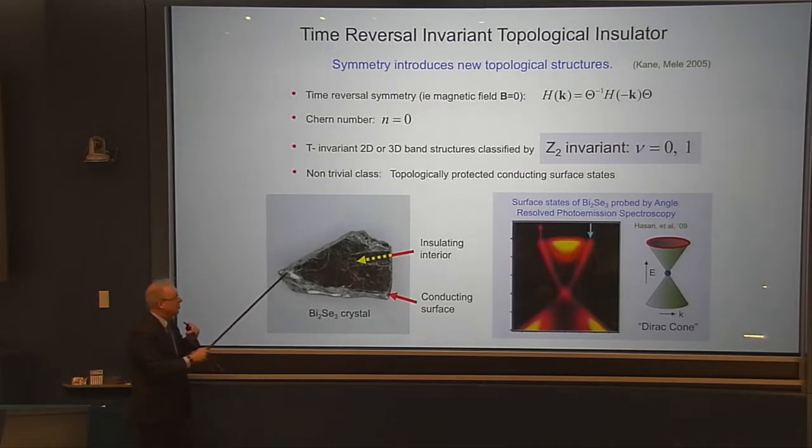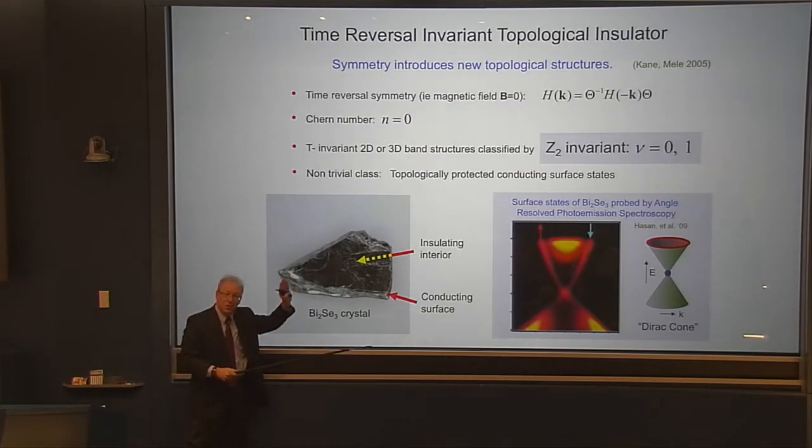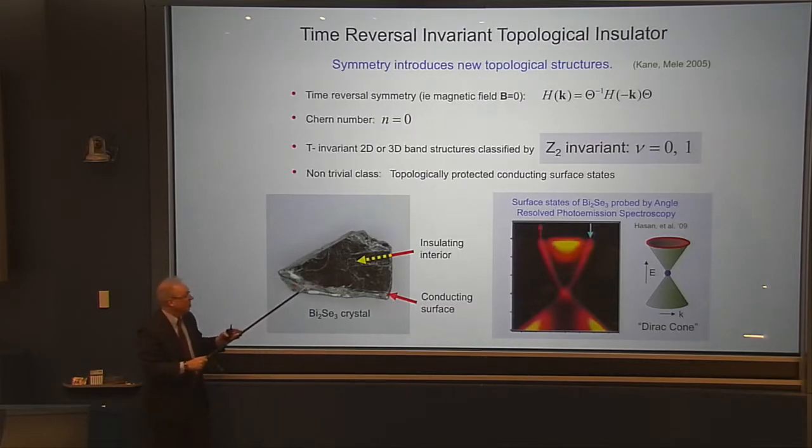Surrounding the surface is a very special kind of two-dimensional conductor. You can't get rid of it. If you tried to cut the crystal open, there would be a new conducting surface on the interior surface. It's guaranteed that you have this conducting surface, and it has a very specific kind of electronic structure.